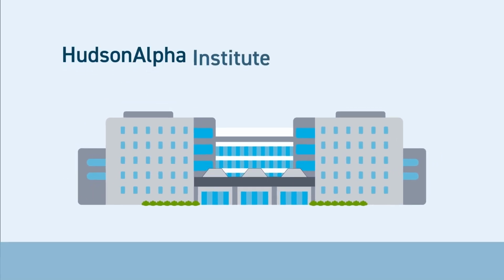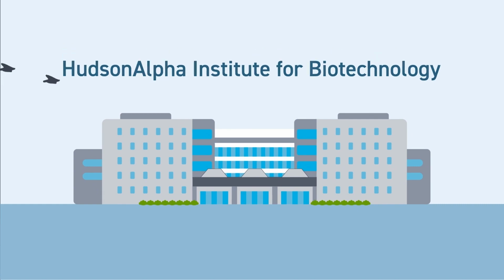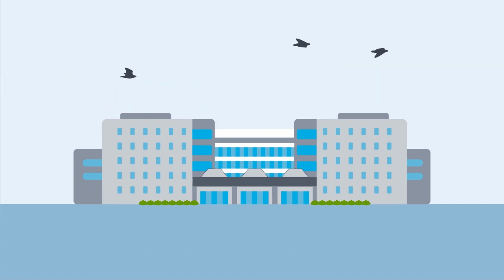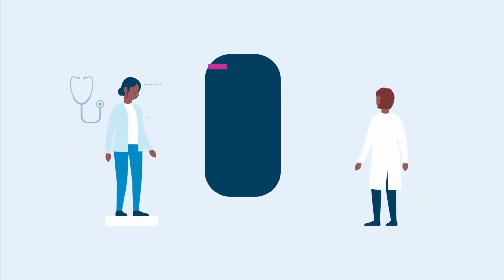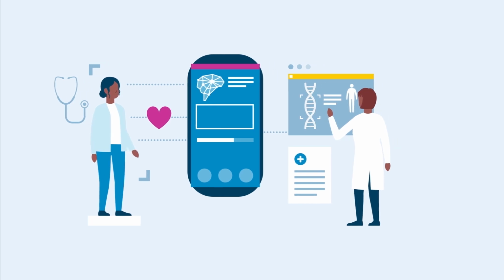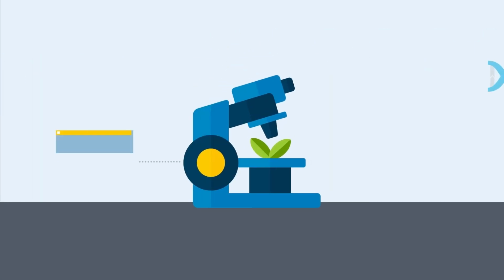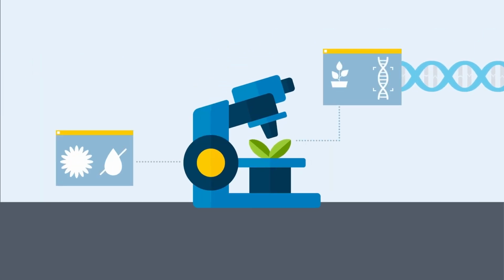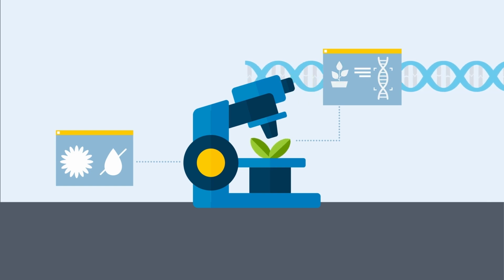At the HudsonAlpha Institute for Biotechnology, scientists use the power of genomics and DNA sequencing to improve life. That means everything from the diagnosis, treatment, and prevention of human disease to breeding plants that provide us with nutritious food, sustainable fuel and fiber sources, and a healthy environment.